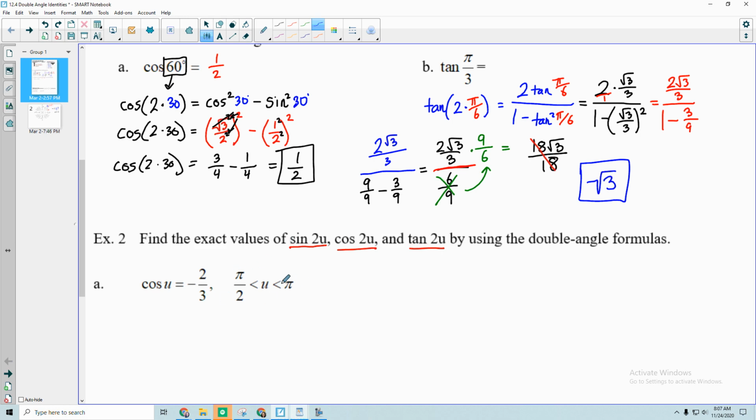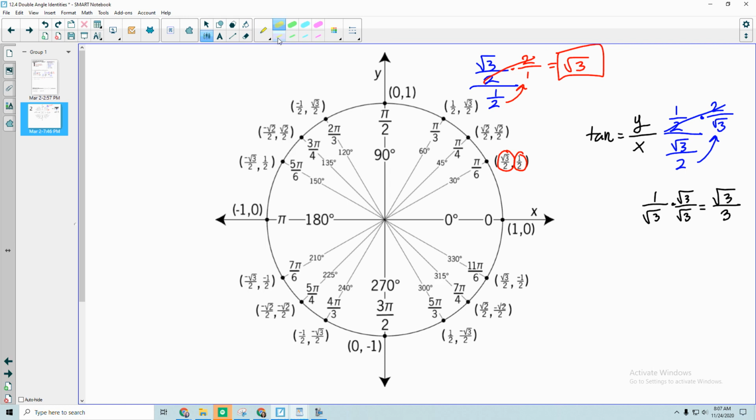And then they mention this right here. What does this mean exactly? Well, this is just saying that that angle, whatever that angle is, it's in between pi divided by 2 and pi, okay? So I'm actually going to look at that on the unit circle right now. Where is pi divided by 2 and where is pi on the unit circle? So pi divided by 2 is right there, and pi is here. So our angle is somewhere in between these two values, okay?